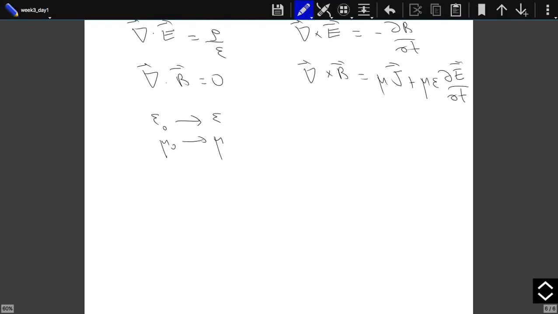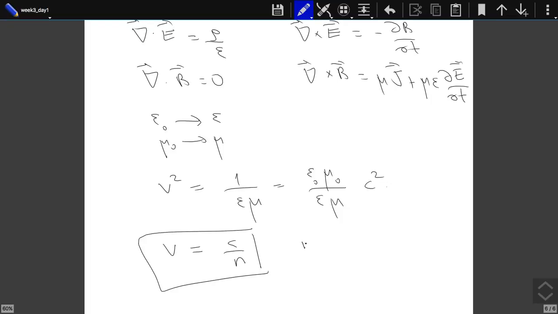Of course, we should keep in mind now that the velocity of electromagnetic waves, the velocity squared will be 1 over epsilon times mu, not epsilon 0 times mu 0, which we can write as epsilon 0 mu 0 divided by epsilon mu times 1 over epsilon 0 mu 0, which is c squared, or V is equal to c over n, n being square root of epsilon mu over epsilon 0 mu 0. Now we will see that this is called the index of refraction.